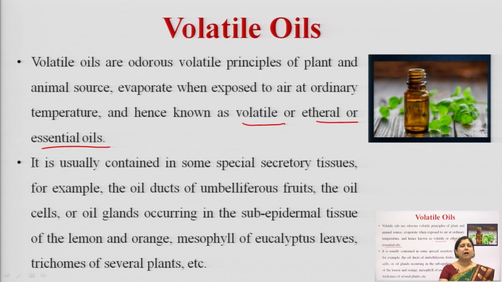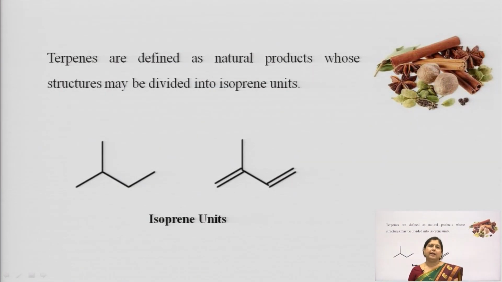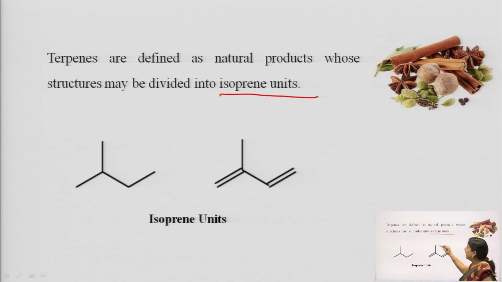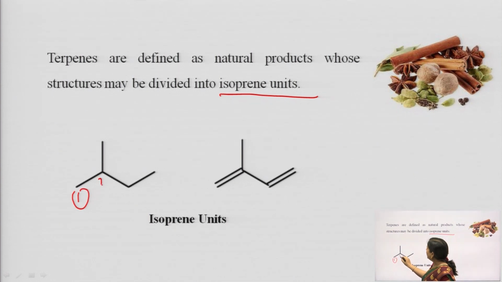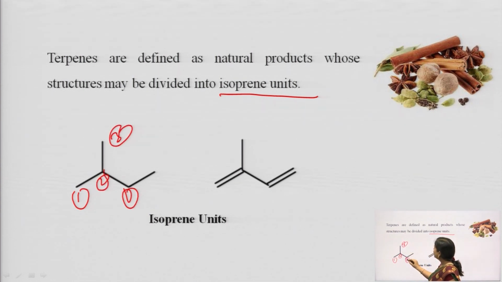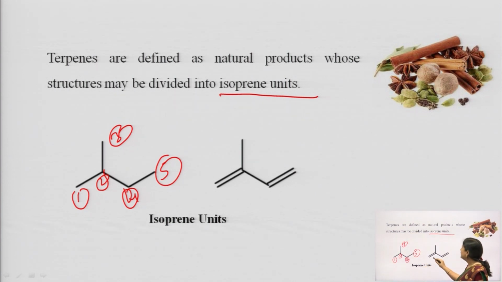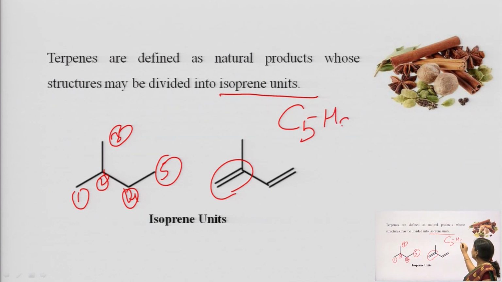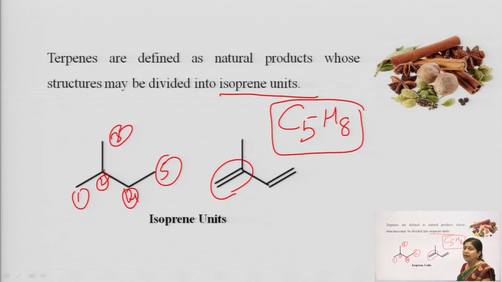For example, the tulsi plant has a very good aroma due to the oil present in the trichomes of the tulsi leaf. Now, these volatile oils have a basic unit structure known as the isoprene unit, which is generally a 5 carbon containing compound. We can see that it has 5 carbon atoms, generally they can be unsaturated also, and the basic formula considered for this is C5H8. So, terpenes are defined as natural products whose structure may be divided into isoprene units.